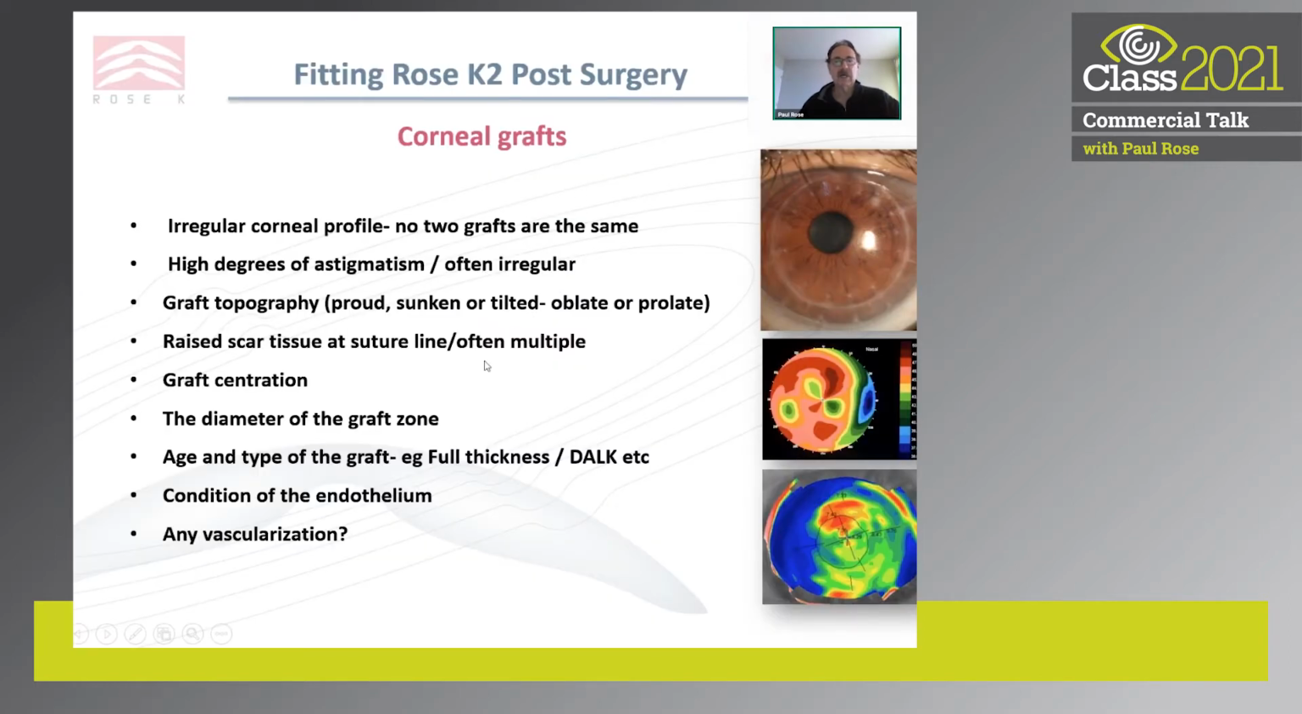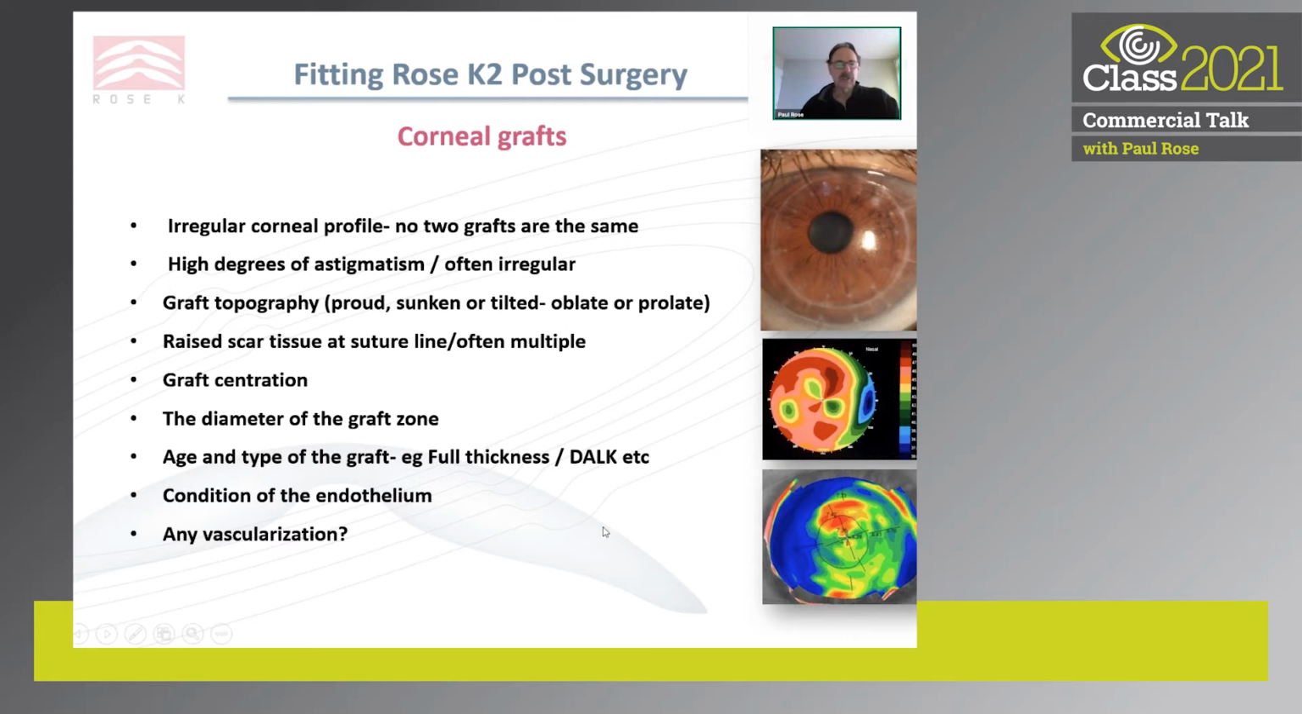And for those that fit grafts, there are some common factors. No two grafts are ever the same. So it's very hard to give you a definite way to fit grafts because they're often high degrees of astigmatism, which is often irregular. The graft size can be different. It can be big or small. Sometimes it's not located centrally. Sometimes it's oblate, so it's flat in the middle. Other times it's prolate, like a keratoconus. So until you actually put a lens on there or look at a topography, you really don't know what shape of cornea that you're fitting.